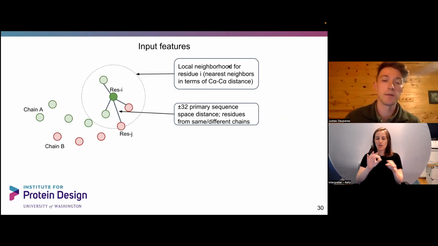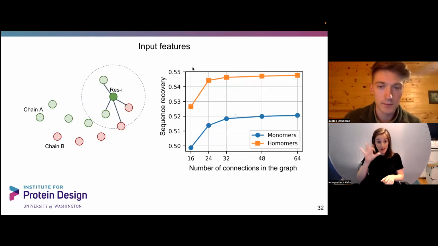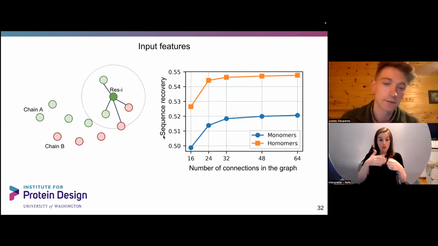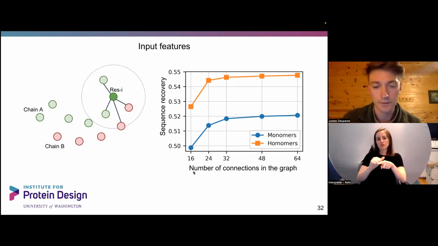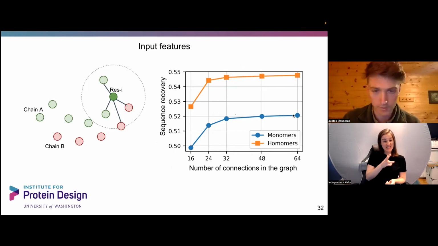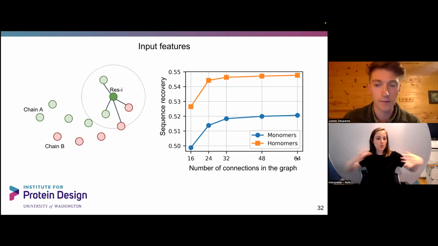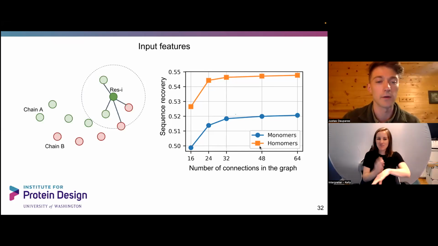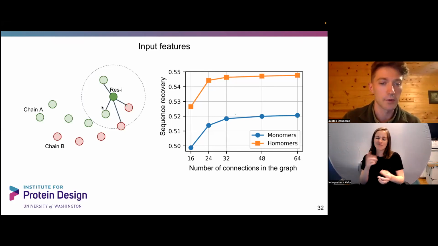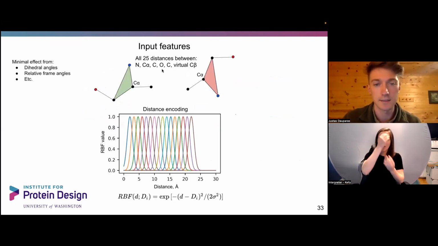To test whether this assumption of the local neighborhood is correct, we can train neural networks and check sequence recovery as a function of the neighbors in the graph. So this is, for example, using 16 nearest neighbors, 32 nearest neighbors, 64 nearest neighbors, and we can see that the performance in terms of sequence recovery is converging. It's not getting better if we make the graph more and more connected. So it is mostly the local information that is important to predict amino acid identity.